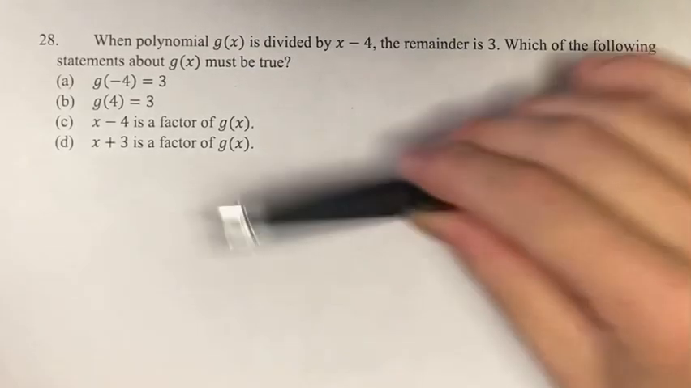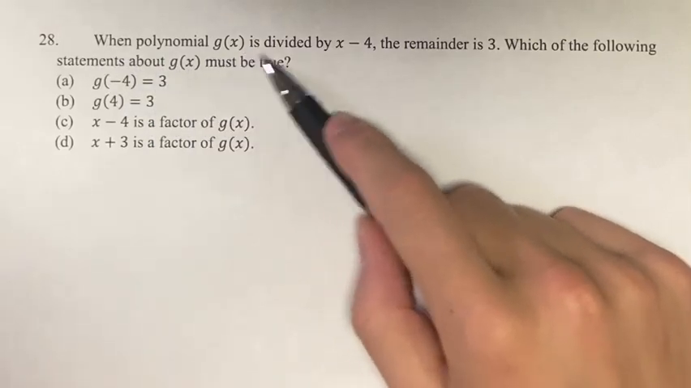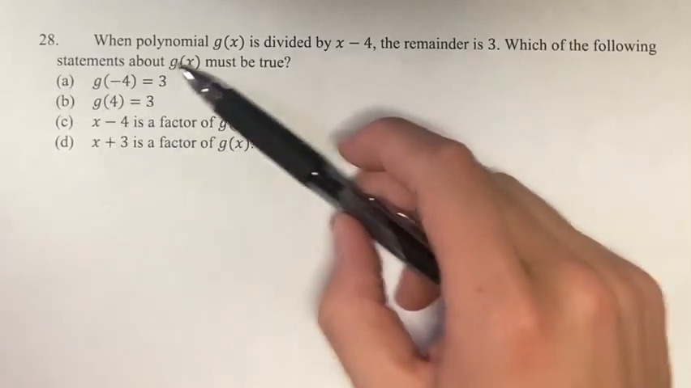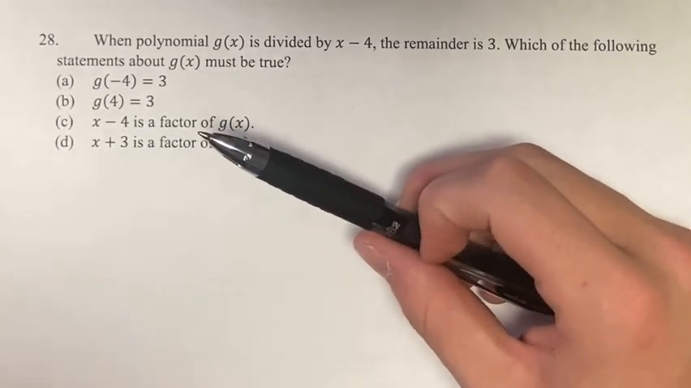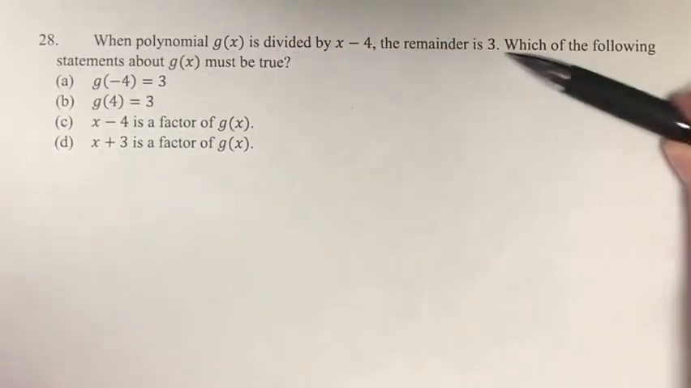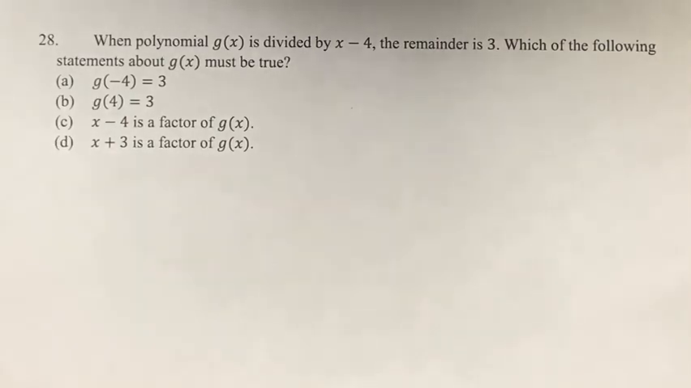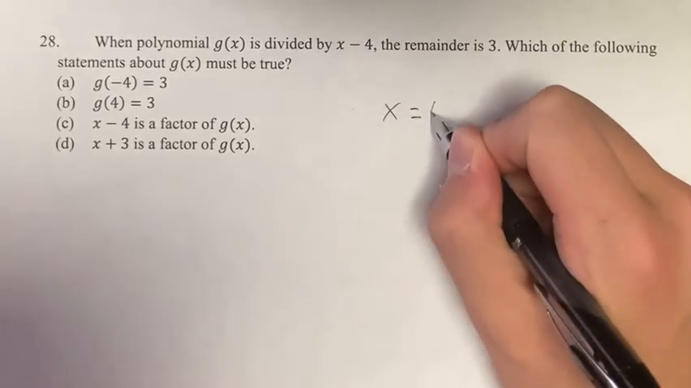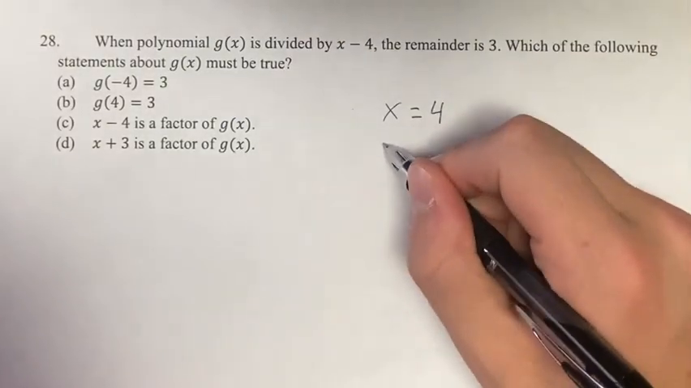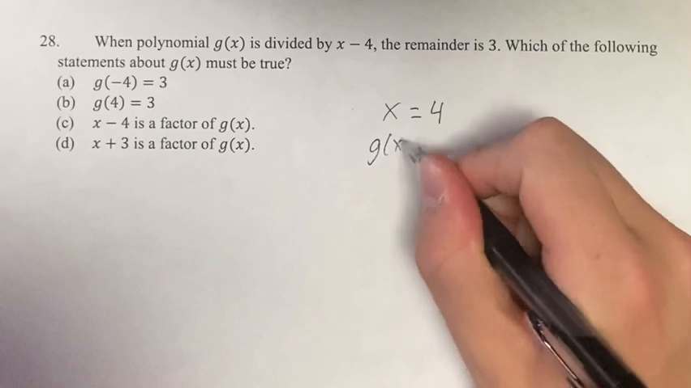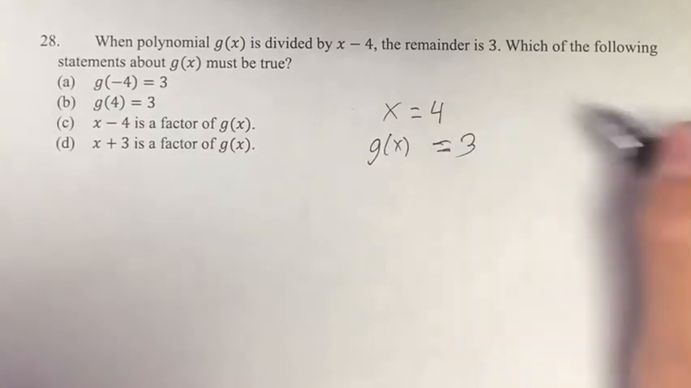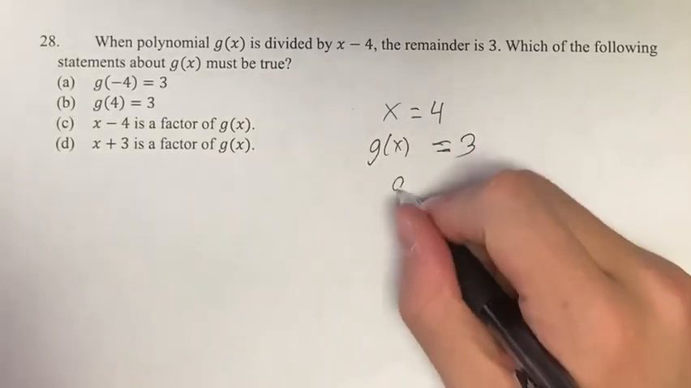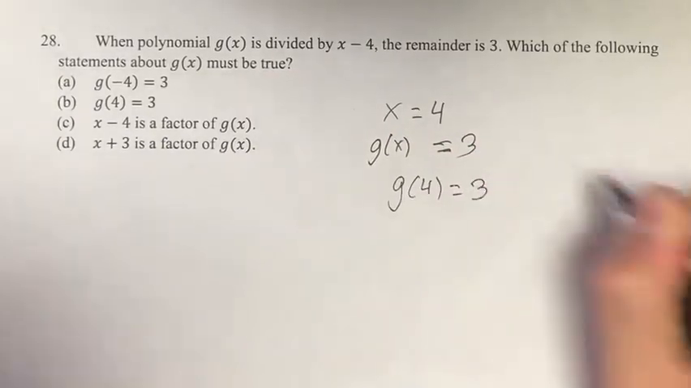In this problem, we're told when polynomial g of x is divided by x minus 4, the remainder is 3. We're asked which of the following statements about g of x must be true. So what does this first sentence mean? Well, the only conclusion that you can draw from this sentence is that when you plug in x is equal to 4, the value of g of x will be 3. Okay? This correlates with B, g of 4 is equal to 3.